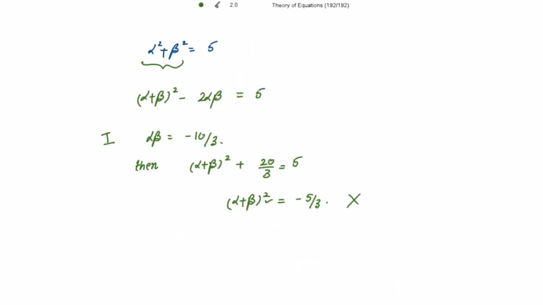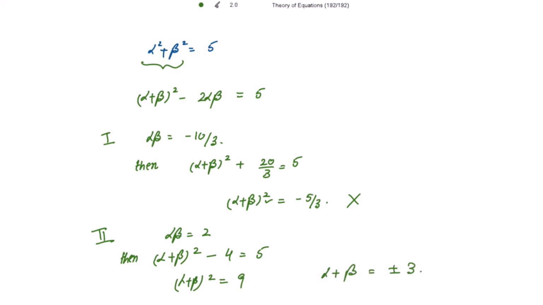Let's check the other one. For alpha beta equal to 2, we get alpha plus beta whole square minus 4 equal to 5. That is, alpha plus beta whole square is equal to 9, and we get alpha plus beta equal to plus minus 3. This is the valid result. That means we are getting the value for the sum of the roots to be plus 3 and also minus 3, and the product alpha beta is 2.